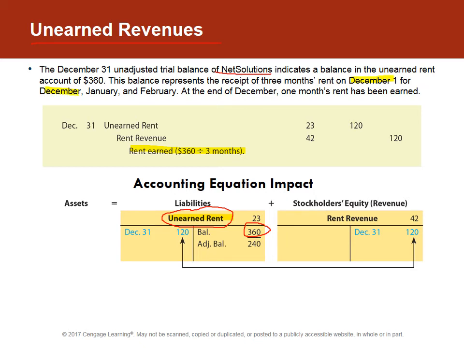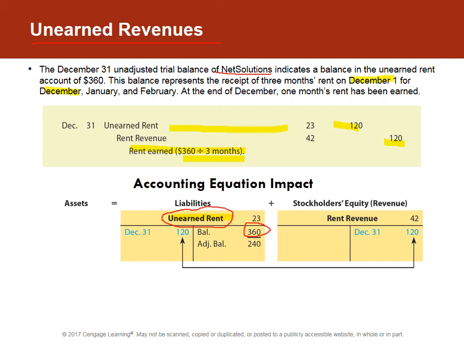So at the end of December, from December 1st until December 31st, we've earned 1 month, and so we take that $360 and we divide it by 3, and we come up with the fact that there's a $120 debit to unearned rent and a credit to rent revenue. Now you might want to pause the video here and think about the rules of debit and credit again. So what we have is revenue being earned. Revenue is stockholders' equity. It's increased by a credit.